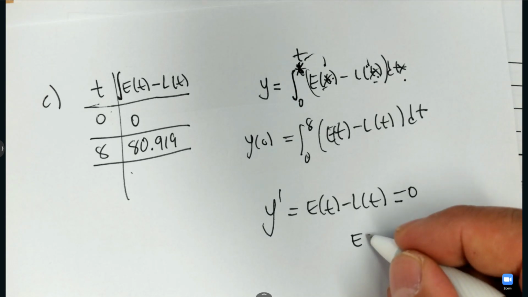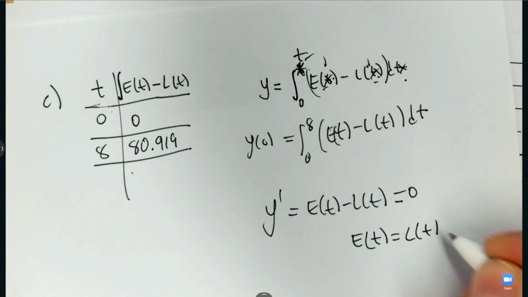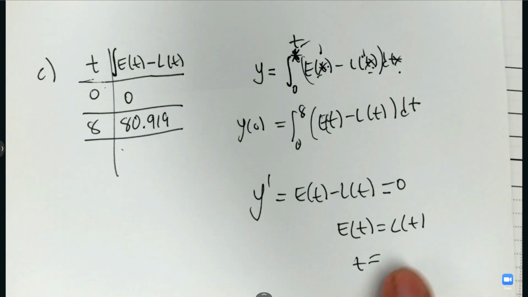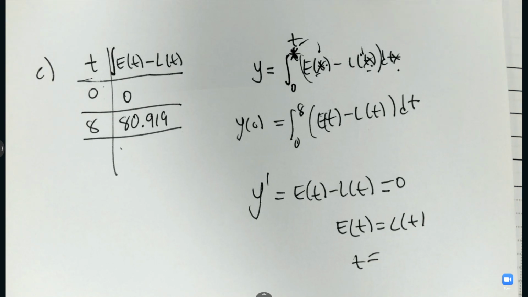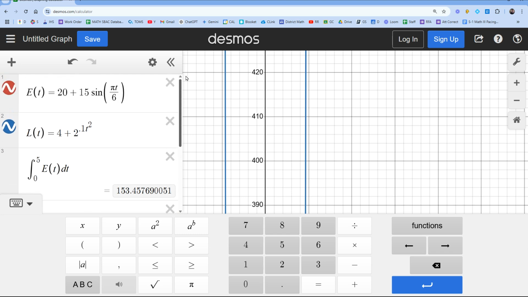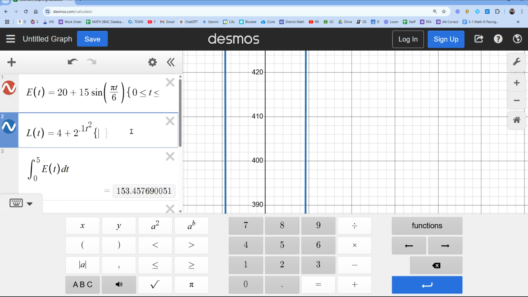To solve this, we're going to add L of t to the other side and recognize whenever they're equal to each other, that's a critical number. So I'm going to go to my graph here. I'm going to ask, when are they equal to each other from 0 to 8? So I'm going to go back here. And for both of these, I'm going to put a restriction from 0 to 8. So it's good to know how to put a restriction in the calculator. So again, from 0 to 8.